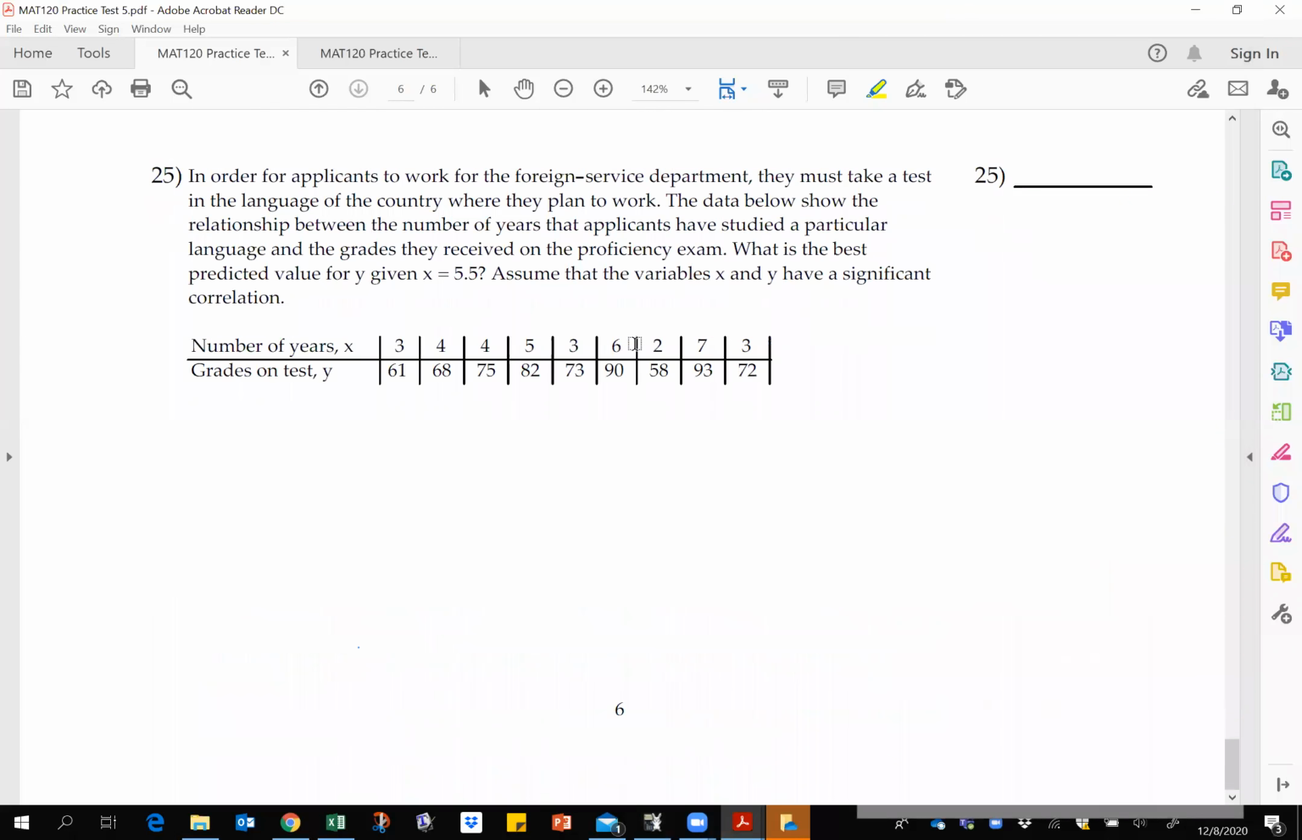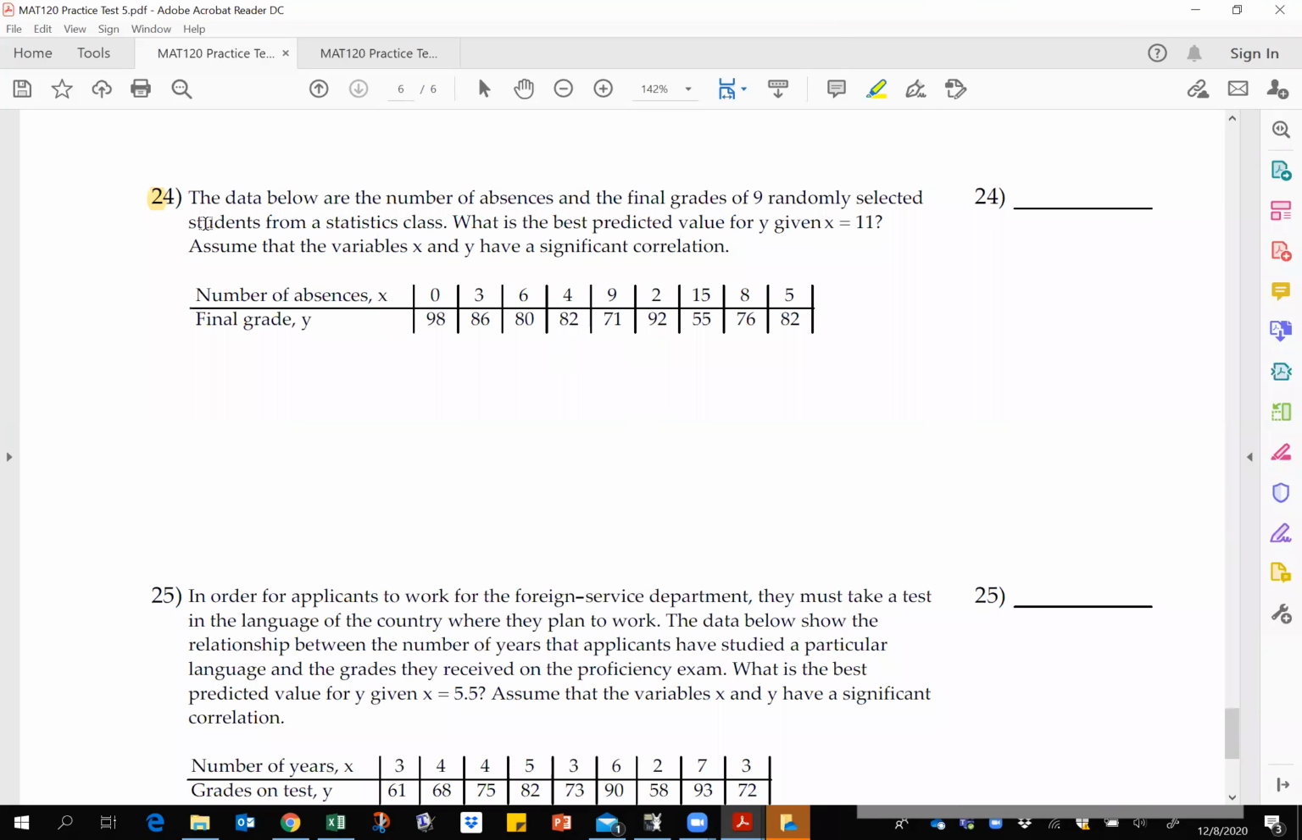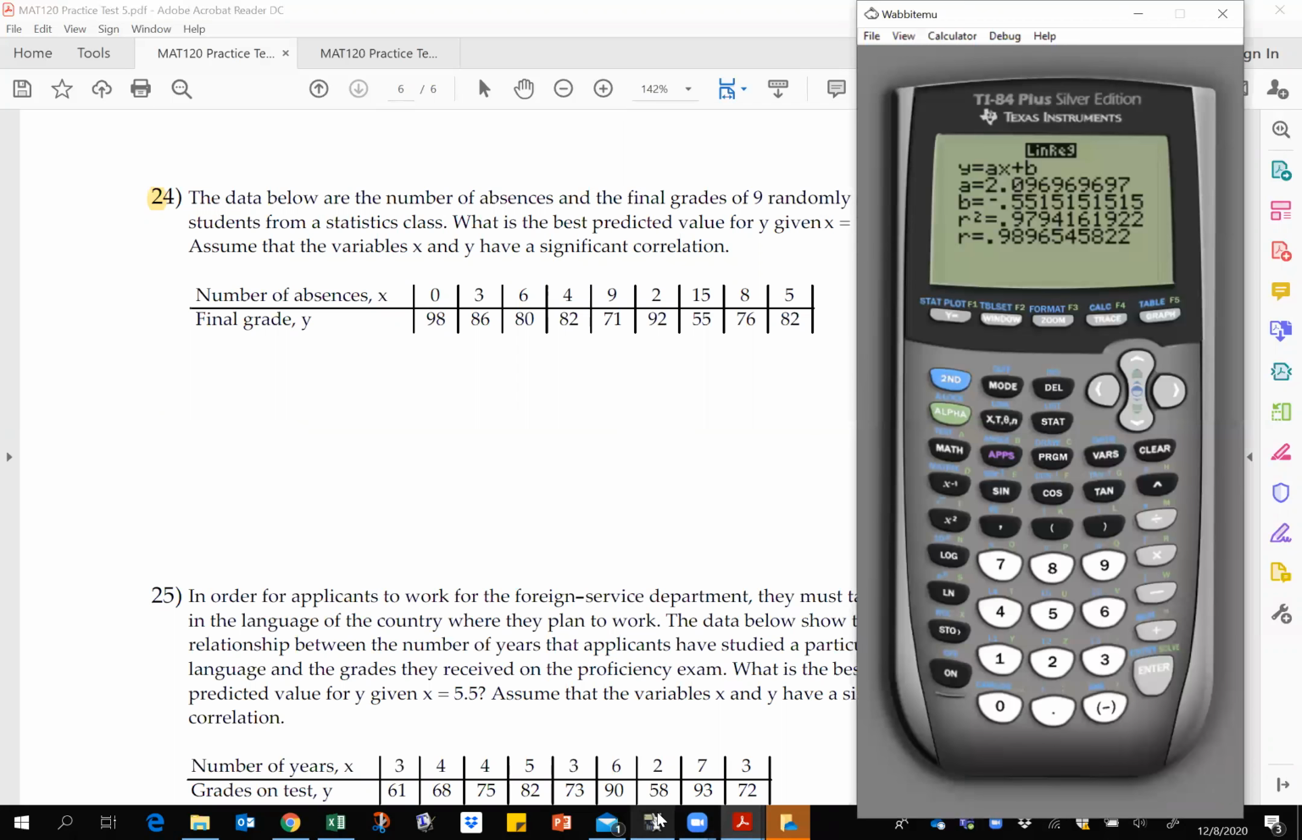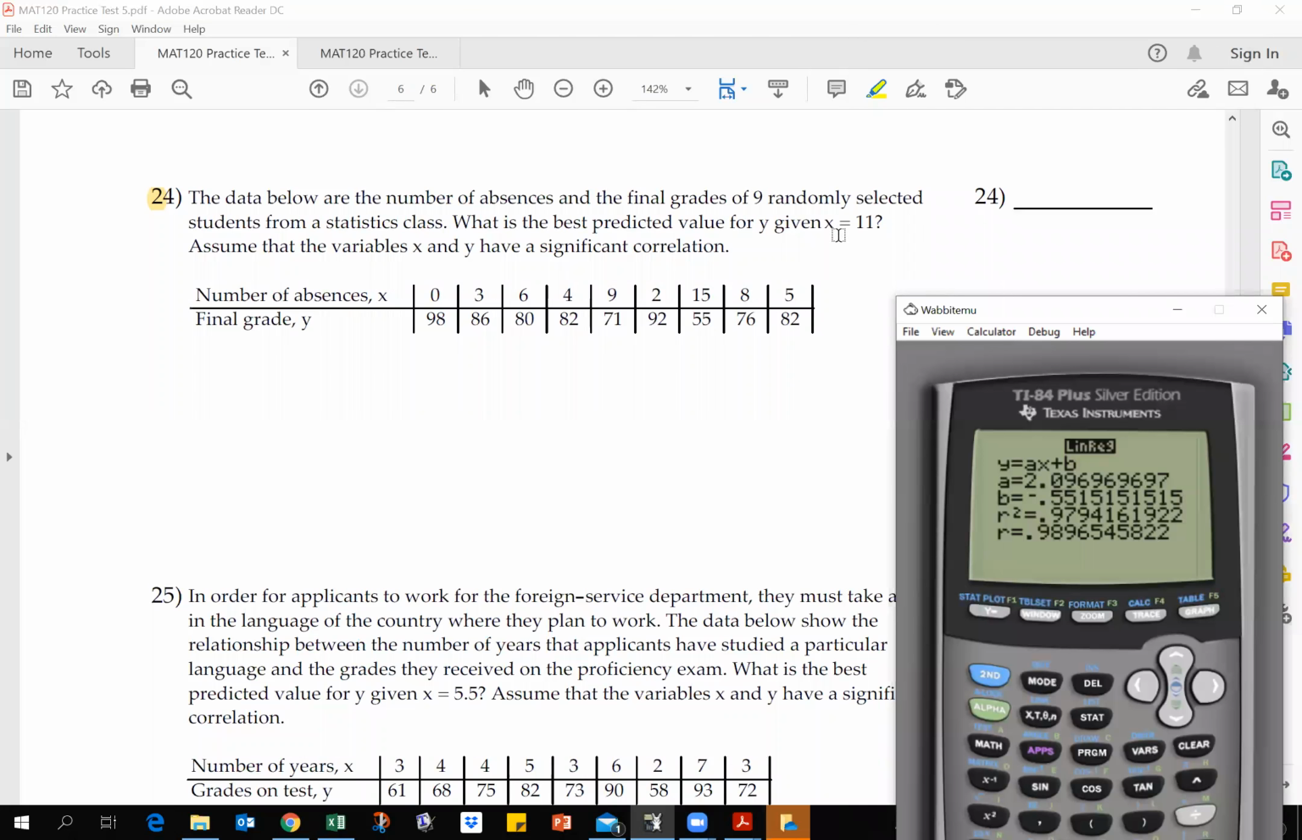Take a look at one more. Let's do maybe 24. We want to do the same thing. We want to do a linear regression, and then we're going to do a prediction for when x equals 11.